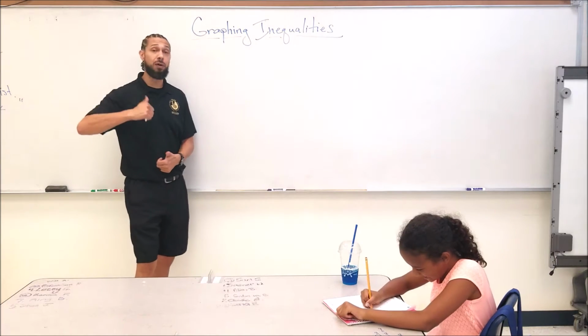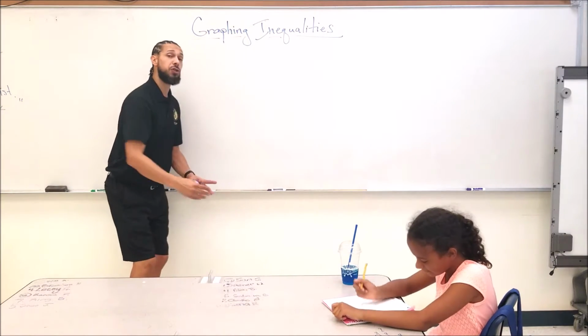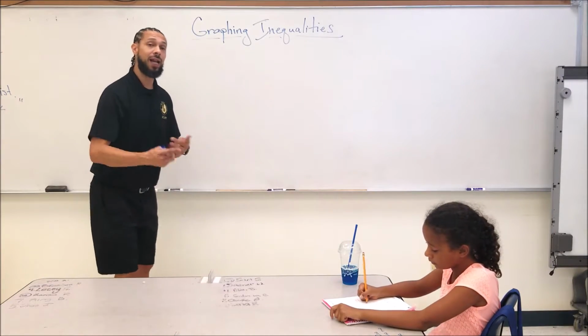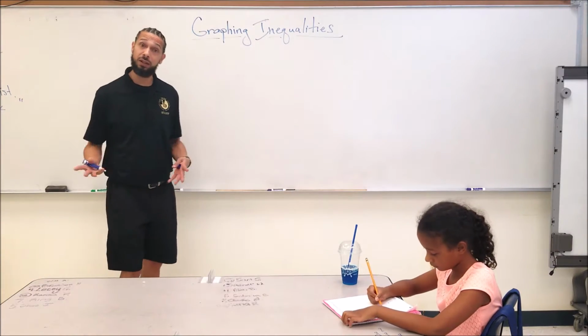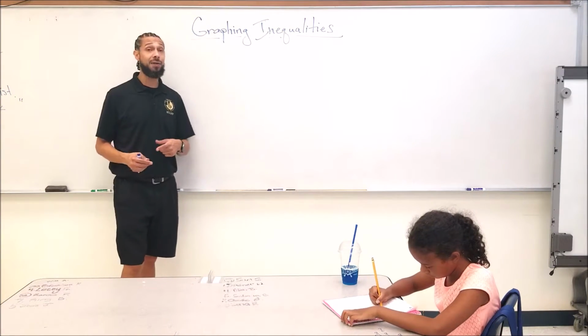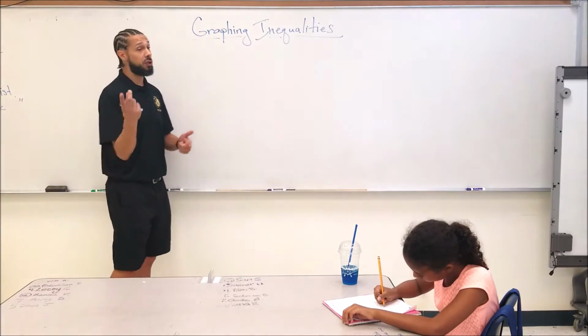We just talked about inequalities and how to solve them. But once you've broken it down to your inequality solution, a lot of times we like to get a visual representation, a picture of what that looks like. So we can graph our inequalities. That's what we're going to talk about today. First off, you need to know the symbols.